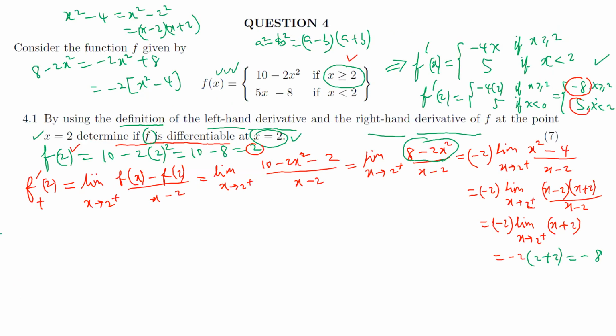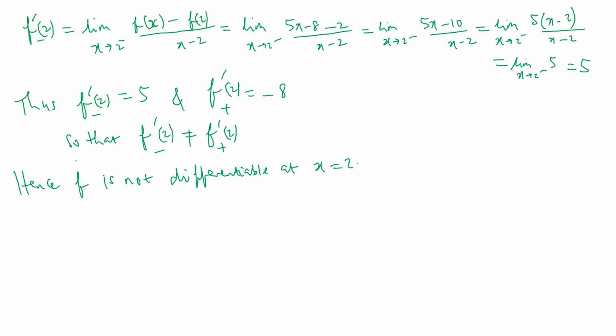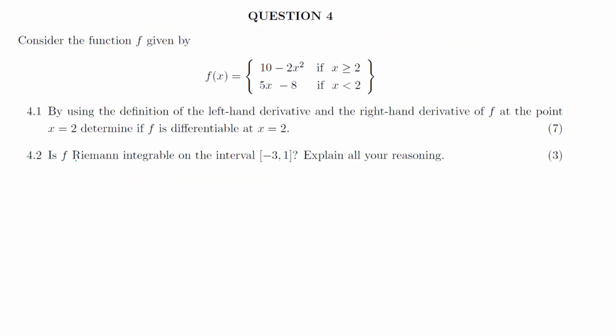Okay, because you look at the question again, 4.1, they said by using the definition of the left-hand derivative and the right-hand derivative of f at the point x equals 2, determine if f is differentiable at x equals 2. We've seen it is not. Okay, I've included question 4.2 as part of what came in one of the January exams, either this year or last year. Is f Riemann integrable on the interval -3 to 1? Okay, explain all your reasoning for 3 marks.